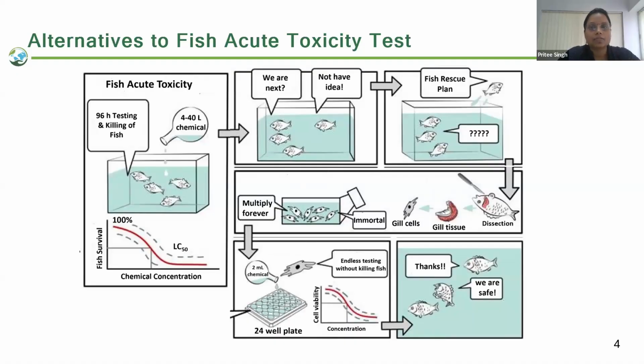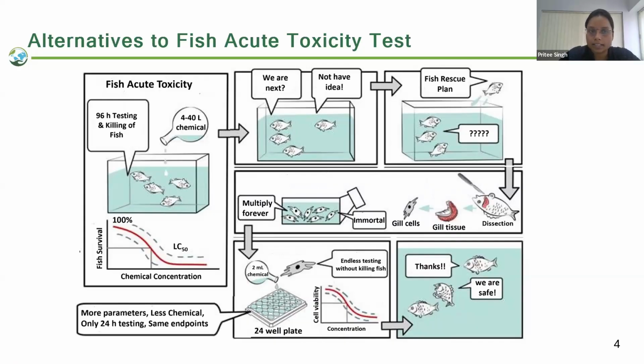And instead of a tank, we use here a 24 well plate. In this 24 well plate, again the volume of test solution is reduced. Apart from 40 liters, we can use here 2 ml of test solution. Then the tank size is also reduced, and more parameters are detected from this test guideline. With less quantity of test item, the duration of the test is only 24 hours, and the end points are, we have to calculate here NOEC, LOEC values. In such a way, the concentration has to be selected.